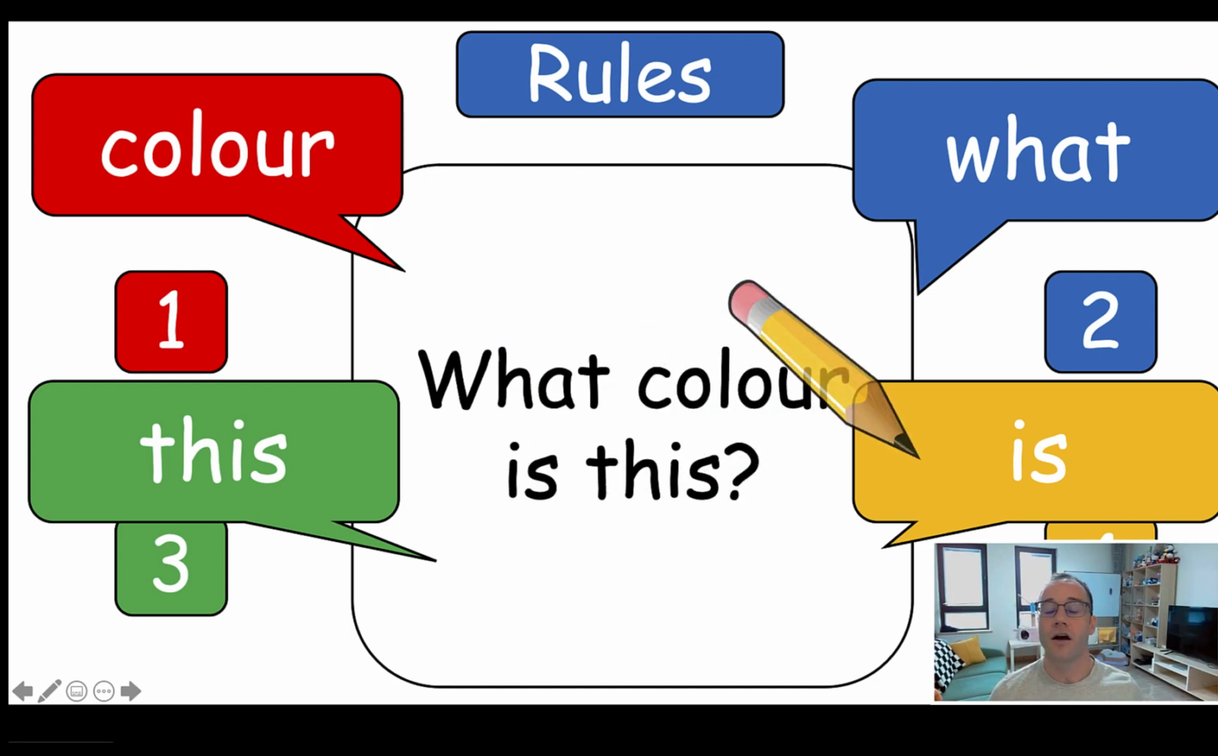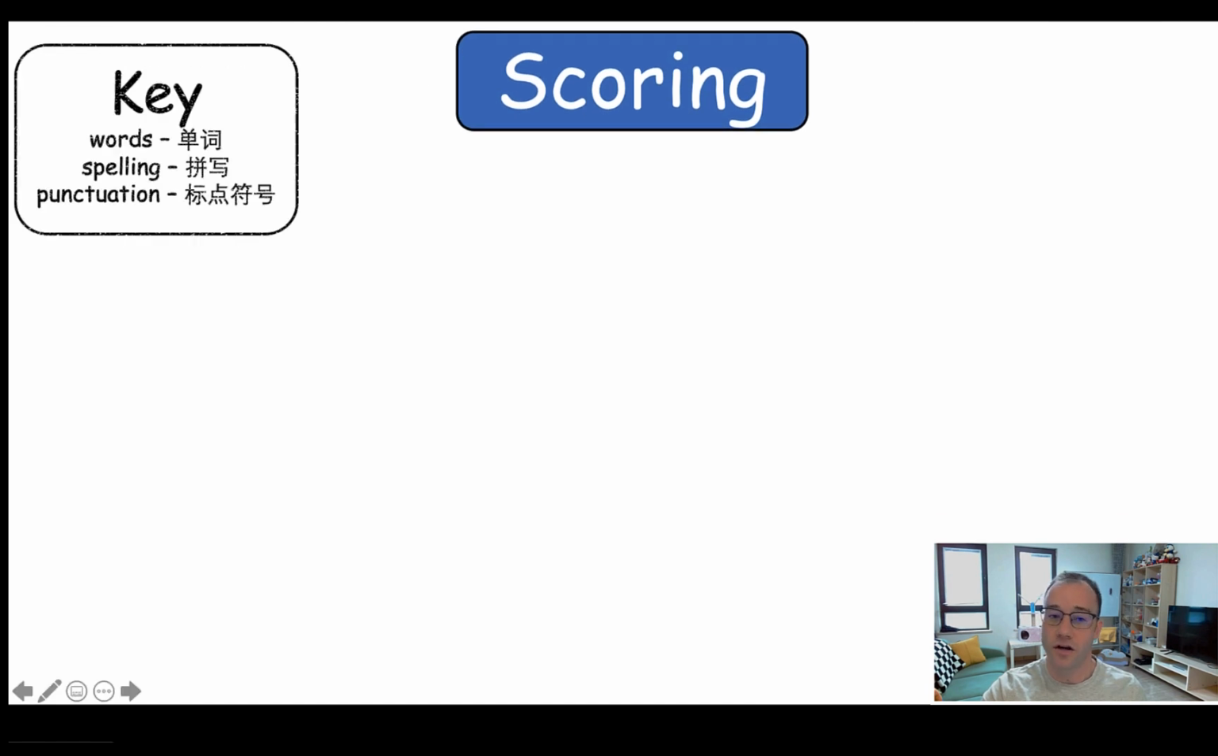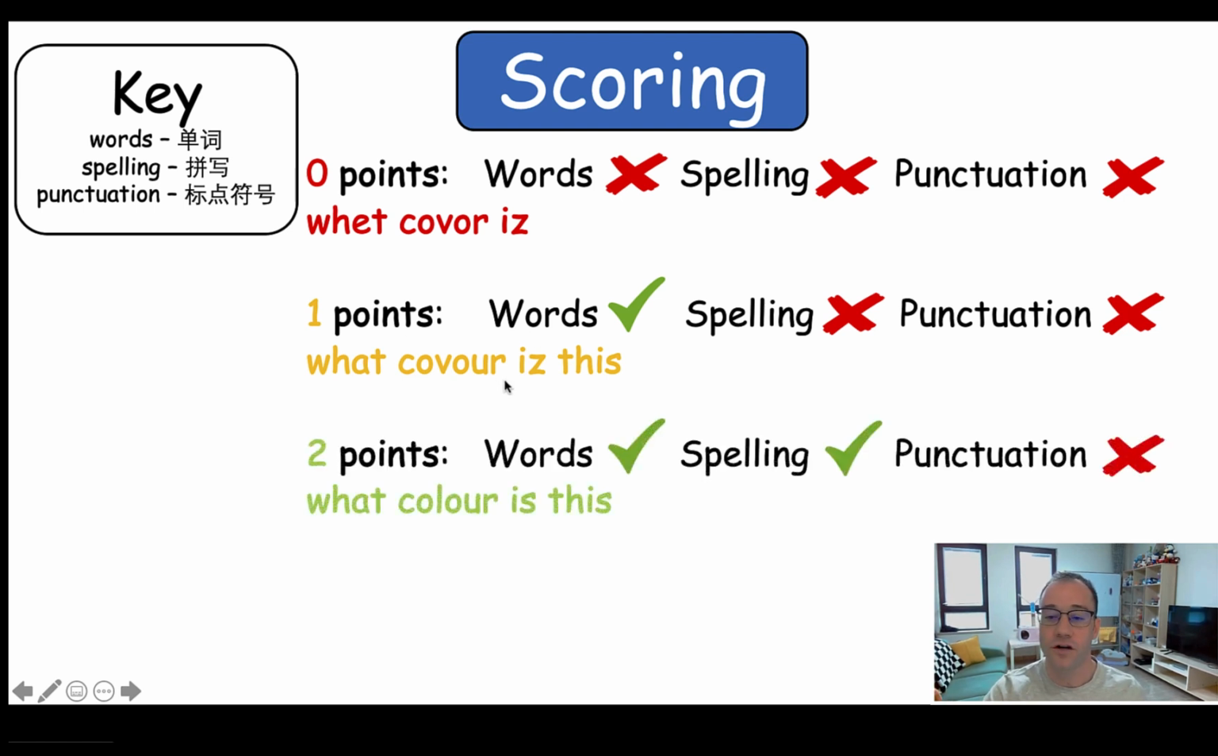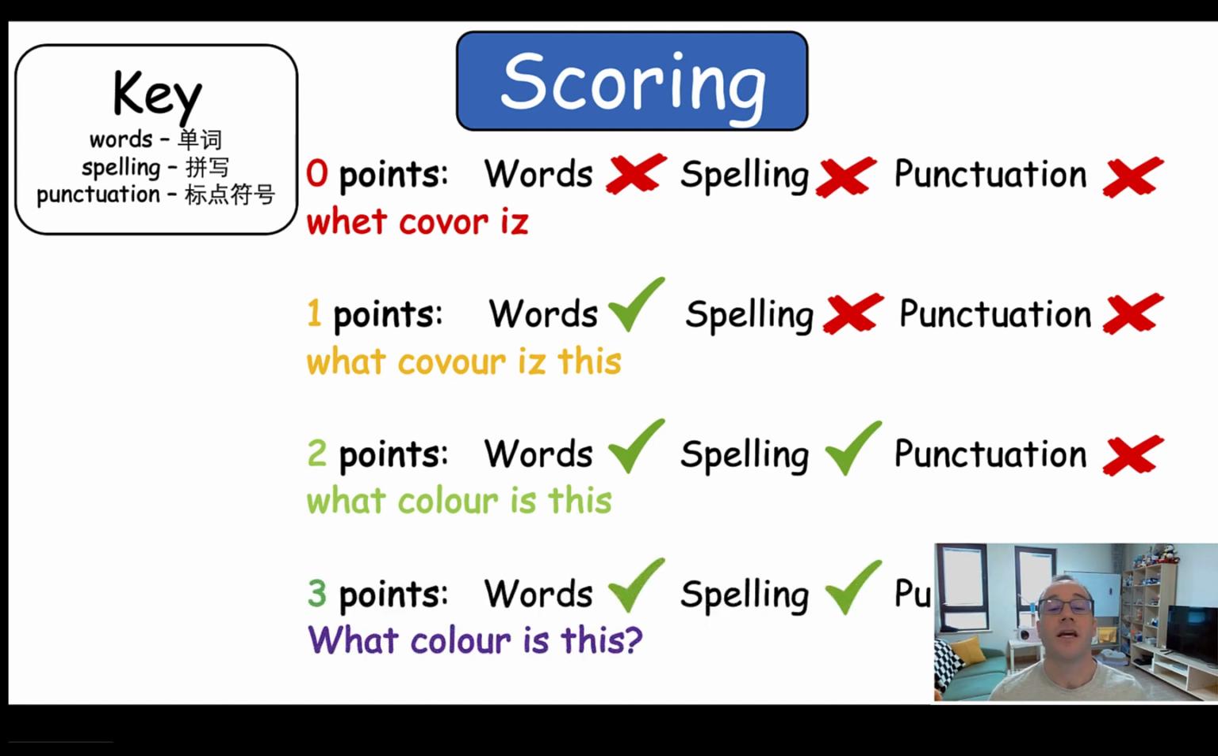First team to write it can get 1 point, and then here's the way the scoring works, okay? If they have all of the words, they can get 1 point, even if they're spelled wrong. If they have all of the words and they're spelled correctly, they can get 2 points. And if they have all the words and they're spelled correctly, and they have a capital letter and a question mark, or in this class, if they have a period and a comma, they can get 1 more point.